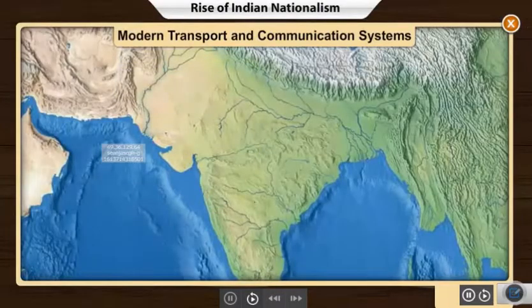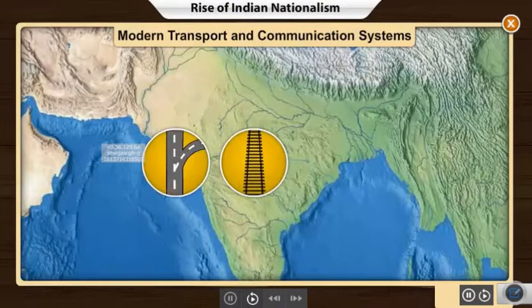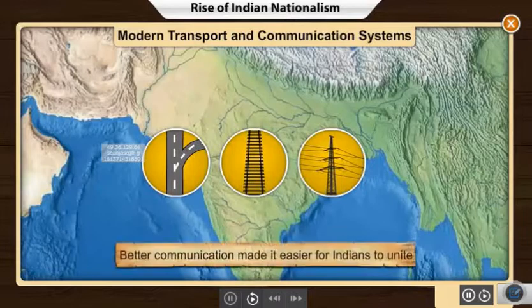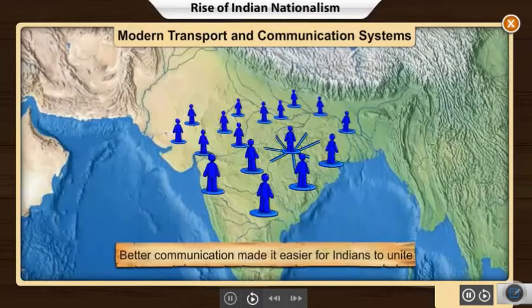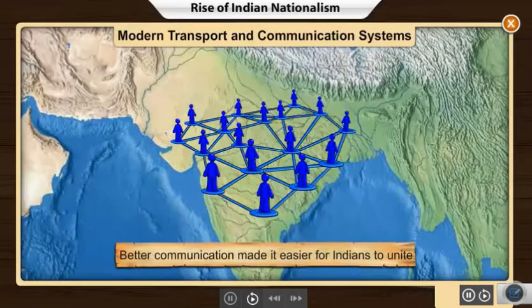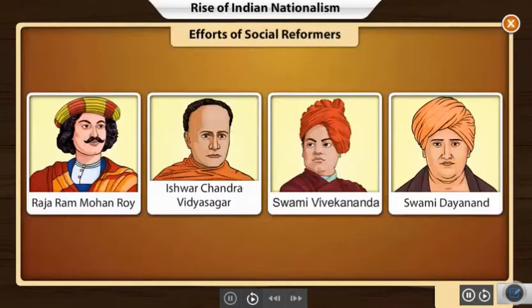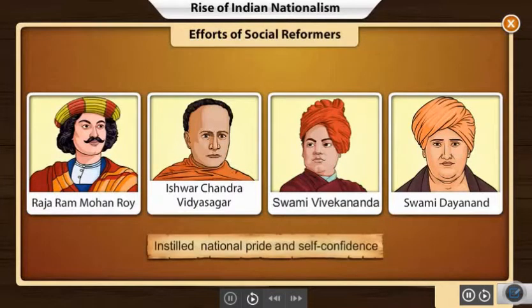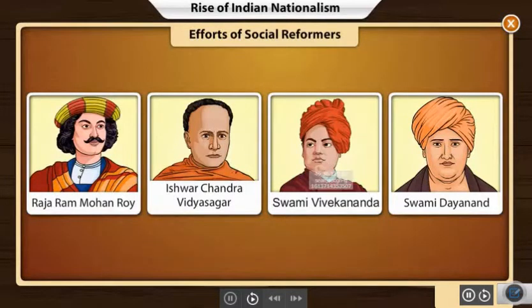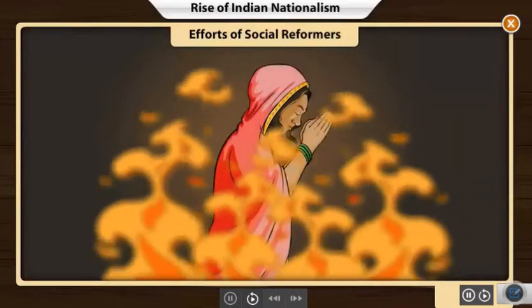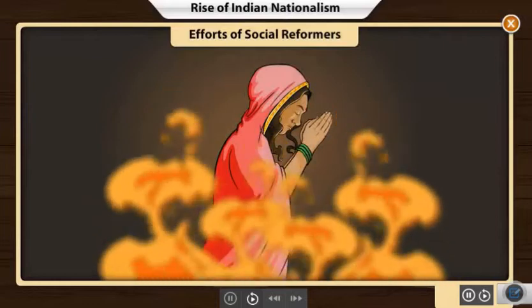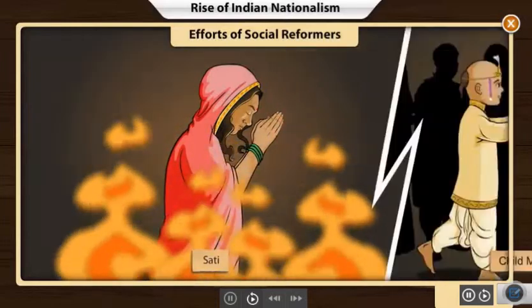With the development of roads and railways and postal and telegraph systems, communication gaps were bridged. It became easier for Indians to share ideas and unite for a common purpose. Social reformers instilled a sense of national pride and self-confidence among Indians. Rather than targeting the British, they worked hard to eradicate social evils within the Indian society such as sati and child marriage.